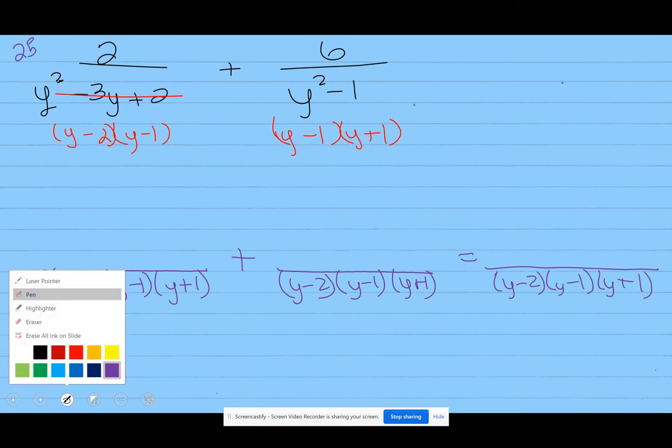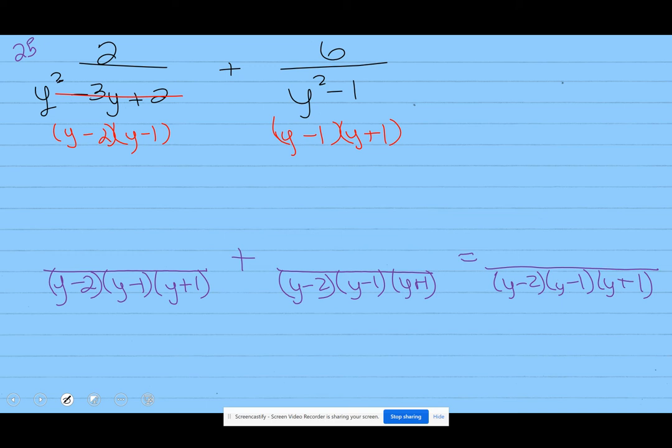Okay, so now I'm going to go back and I'm going to multiply. The first fraction needed a y plus 1. So I'm going to multiply the top by y plus 1. So that'll be 2y plus 2. The second fraction needed a y minus 2. See, compare. I got that one. I got that one. That's the one I don't have. So multiply the top by y minus 2. So that's a 6y minus 12.